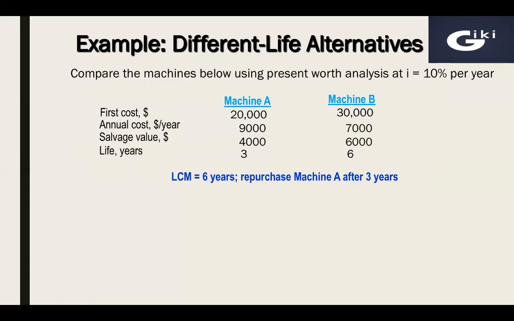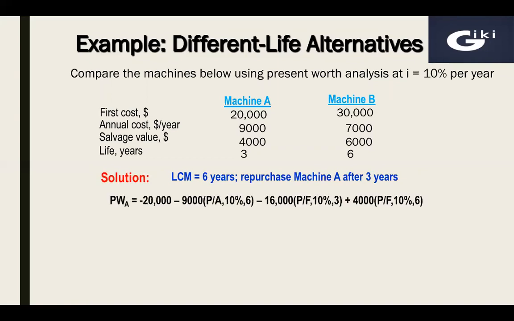That's why we need to calculate the least common multiple. In that case, the least common multiple will be 6 years, so we'll focus on a time period of 6 years. In 6 years, we can have 2 cycles of 3 years. That means when one cycle ends, we'll repurchase machine A, and at the end of the first cycle, we'll also consider the salvage value. So let's start with calculating the present worth of machine A.